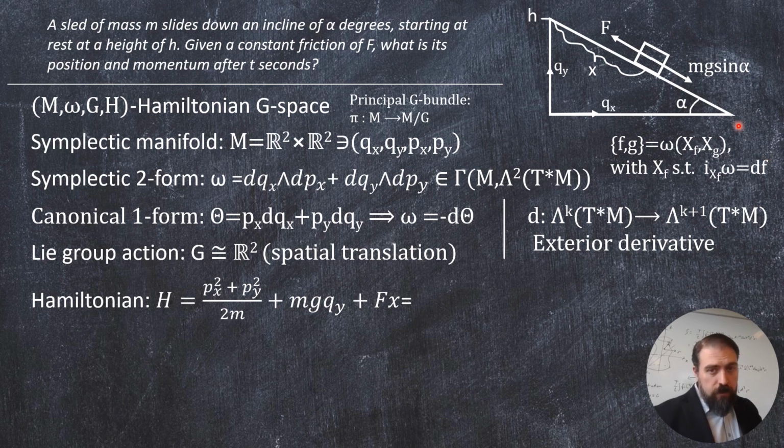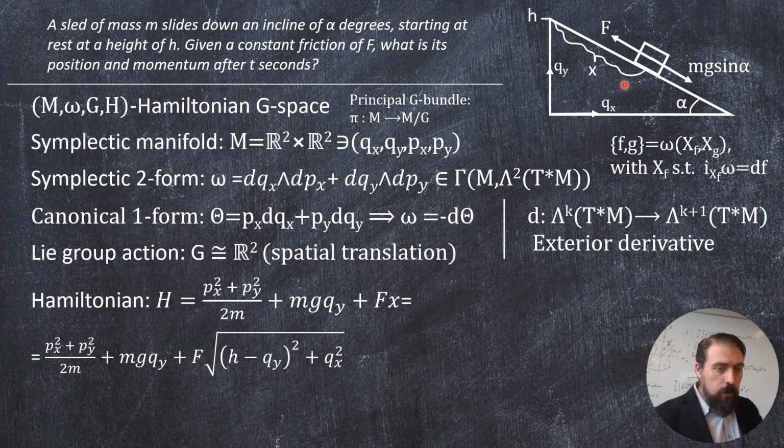The x in this case is just the distance this block has slid. So I could write the x with the Pythagorean theorem if I want: the square root of this height here minus the qy, to get this little distance here, plus qx squared, the distance to the side here. But I'm not really going to be using that expression all that much.